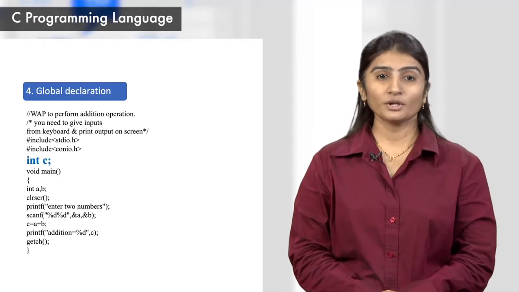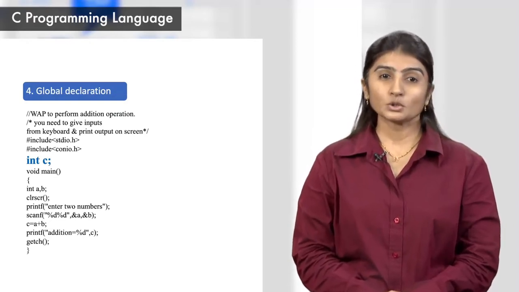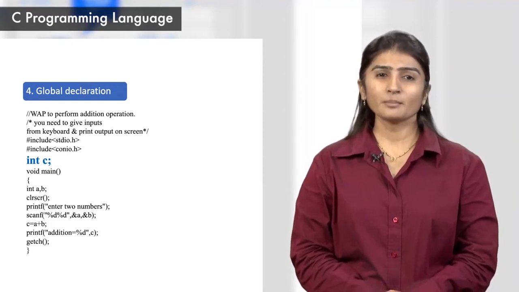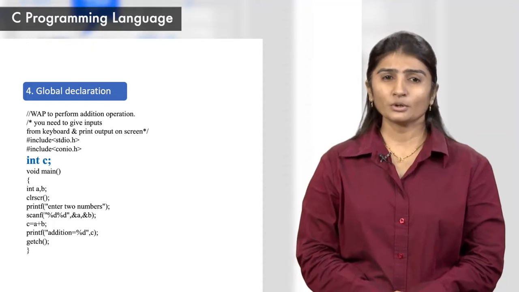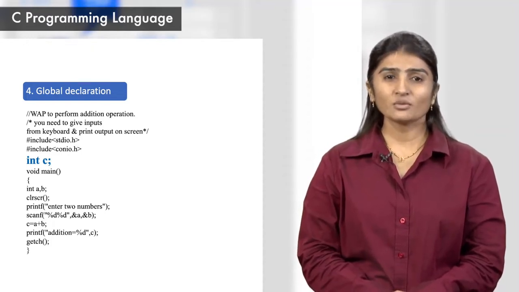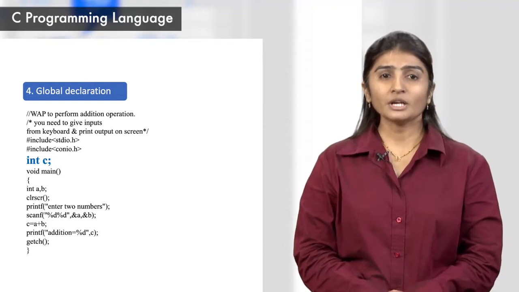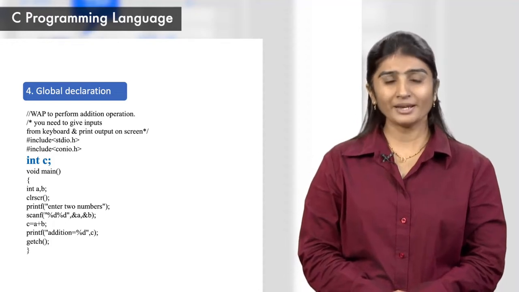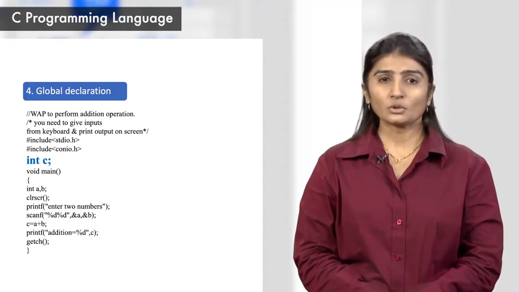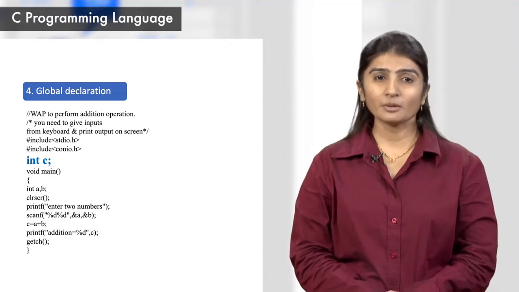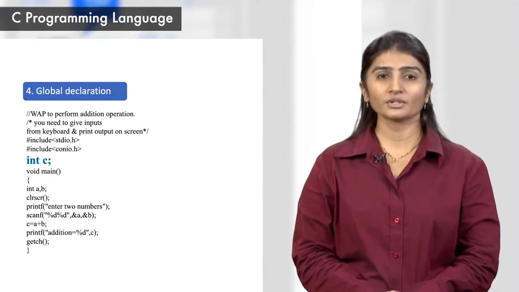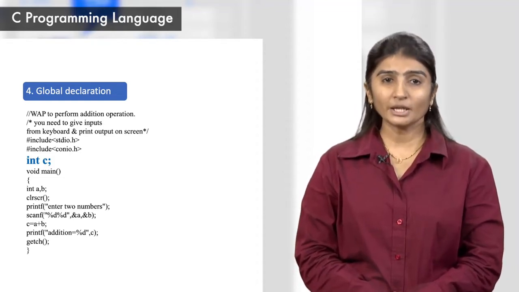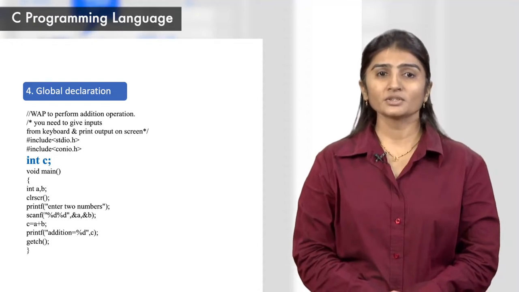I used the word variable. Why? Because there are two types of variable, global variable and local variable. In a simple way, I am just explaining for your information: whatever variables we declare outside of the main function are called global variables, and variables we declare inside the main function are local variables. So in the global declaration section, we will declare whatever variables are outside of the main function.